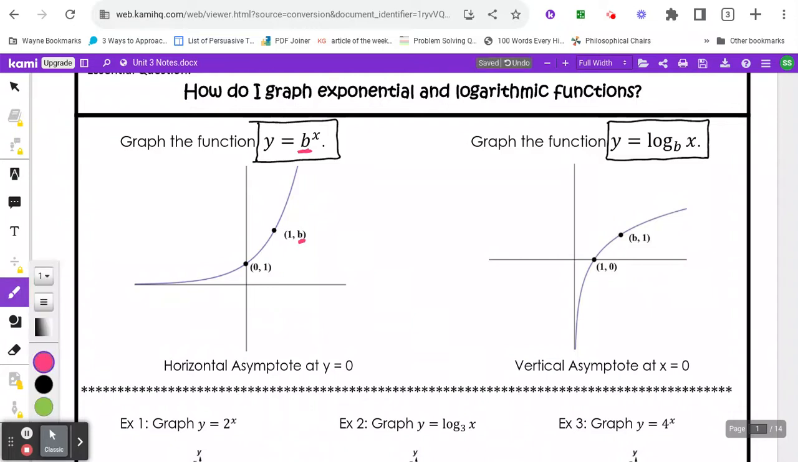And then there's always going to be an asymptote line. So let's go ahead and draw this in. That asymptote line is going to be at 0. Horizontal asymptote at y equals 0.